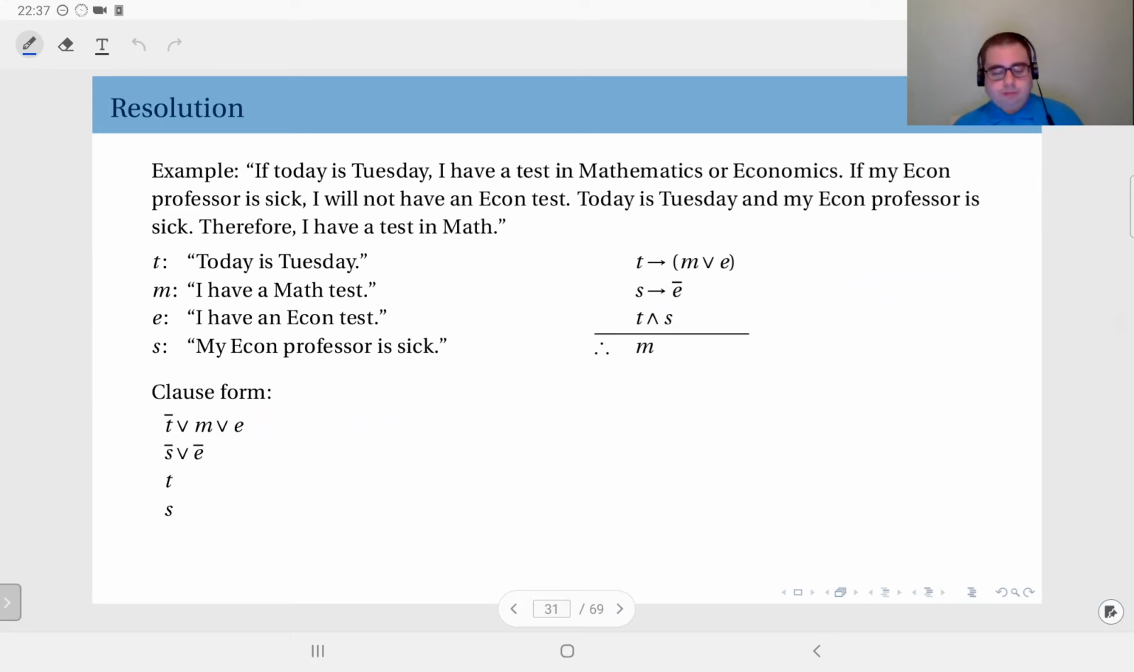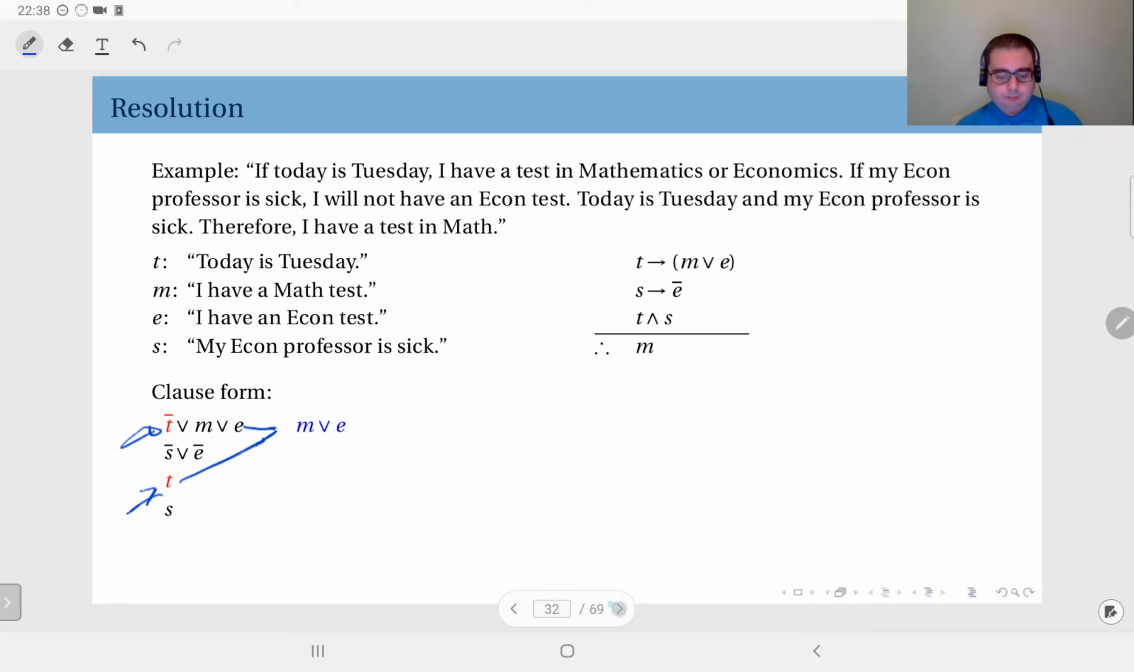Now, to this, I'm going to apply resolution and see if I can reach the conclusion M. How am I going to do that? I'm going to look for common literals in two premises where in one the literal appears as is and in the other I see its negation. So for instance, here I have negation of T and here I have just T. So I resolve these two, okay, and the resolvent is M or E, right? The literal T disappears when I resolve these two.